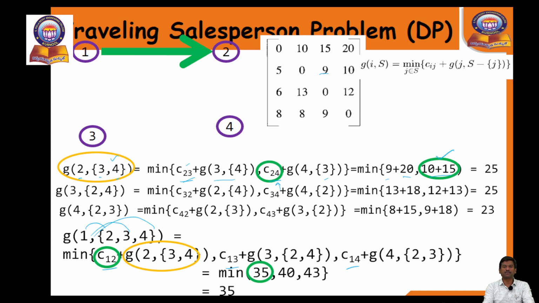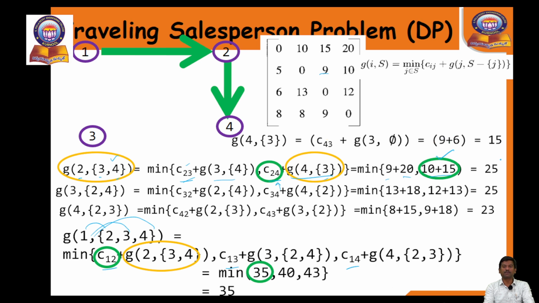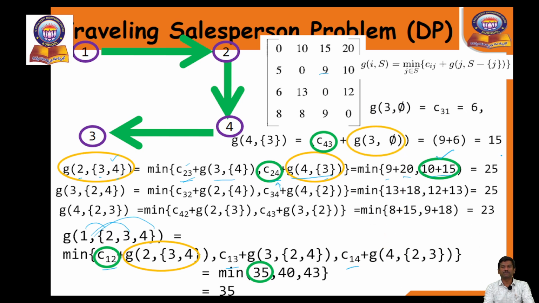C24 means the path is established from 2 to 4. Then observe G of 4 comma 3. Going back to the formula, G of 4 comma 3 is given as C43 plus G of 3 comma pi, which is equal to 15. So the path is 4 to 3. And for G of 3 comma pi, that is C31, so the path is established from 3 to 1. This is how we can solve the traveling salesperson problem using the dynamic programming concept.